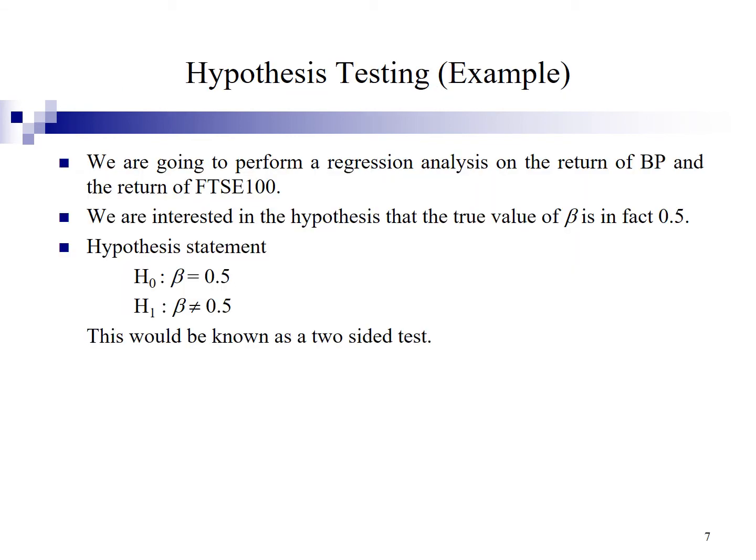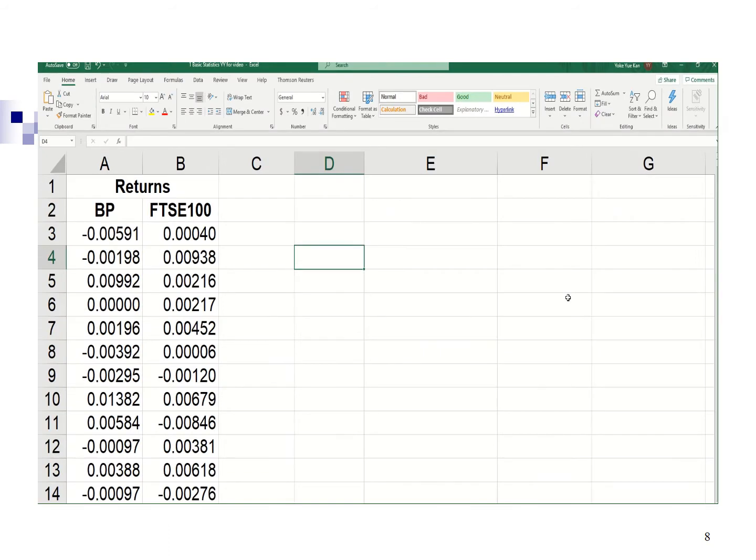Let's have an example. We are going to perform a regression analysis on the return of BP and the return of FTSE 100. Our sample data consists of the daily return of BP and FTSE 100. In total, there are 641 observations.